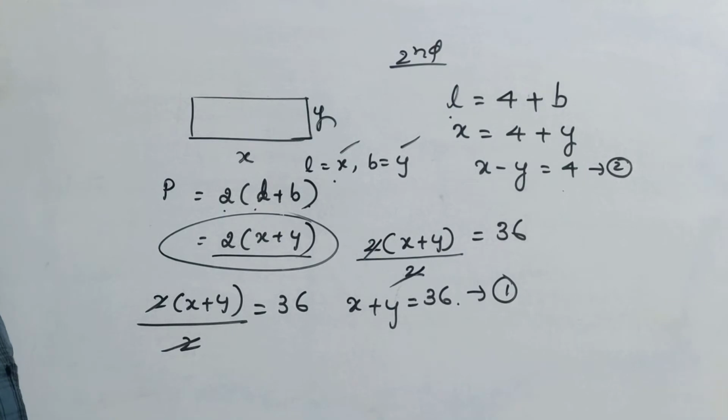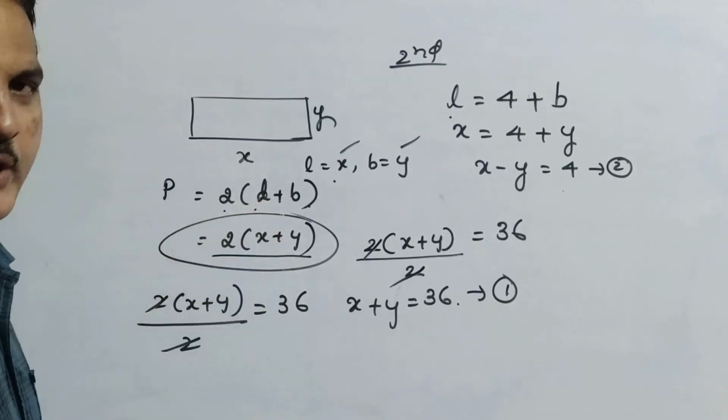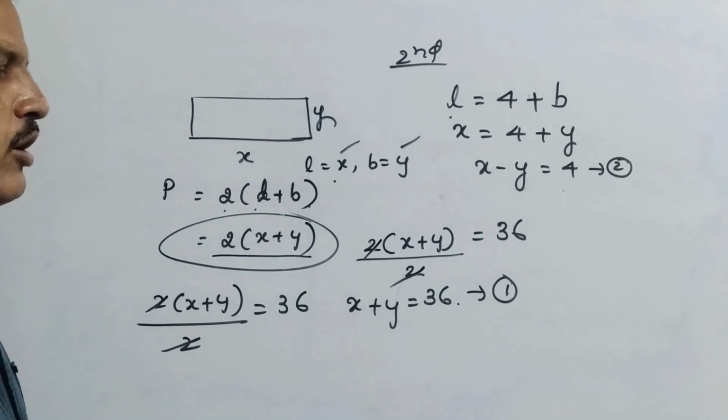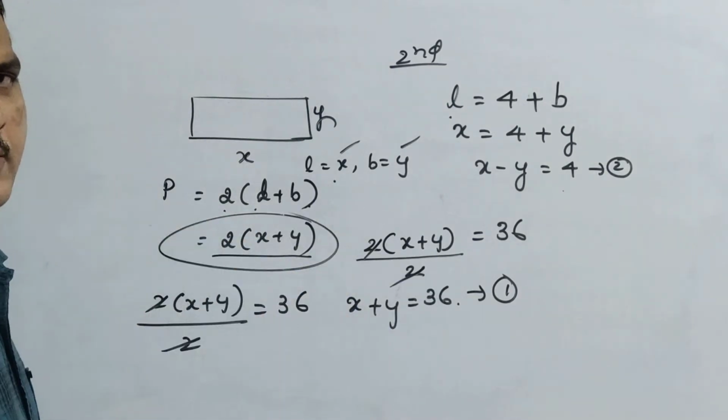Now you can find the values. Dimensions means length and breadth. So how will you find them now? You have two equations. You can use any method, elimination method or substitution method, and find the values of x and y.